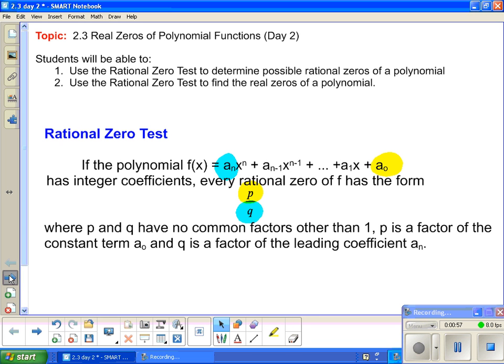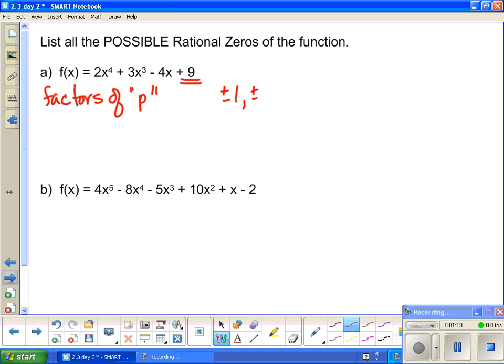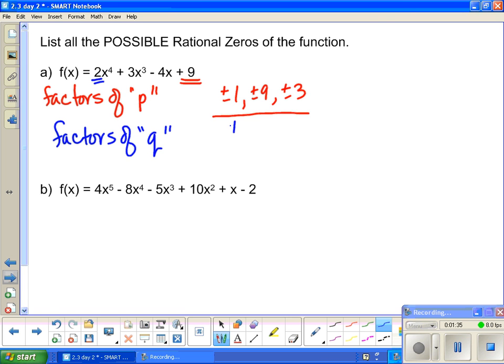Let's show you an example. Listing all the possible rational zeros of the function, let's look at problem A. What we want to do is look at the factors of p, the factors of 9: 1 times 9, 3 times 3, and that would be it. Now we're going to look at the factors of q, which are the factors of 2.